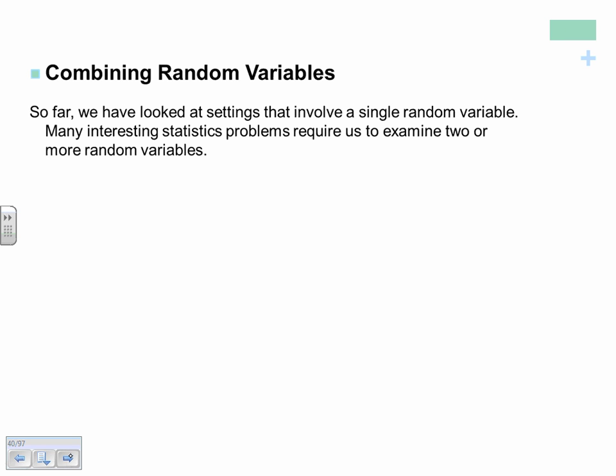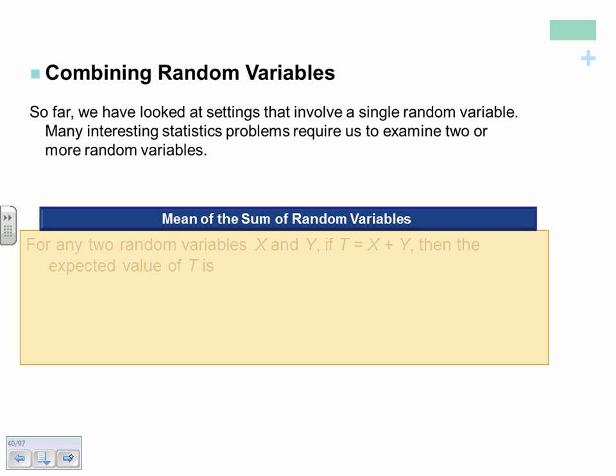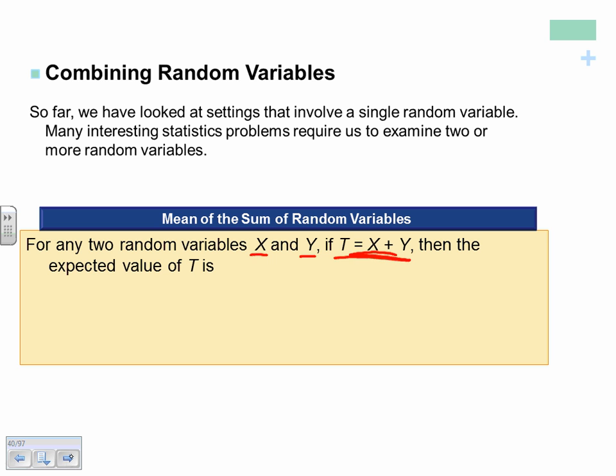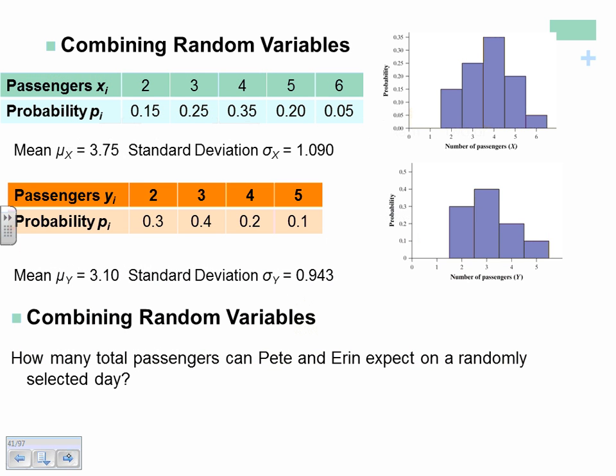Now we're going to take two different transformations. We're going to combine the random variables together. So we're going to take two different events and combine them together. If I have two random variables, x and y, and I combine them together by adding and call that guy t, then I can just add the expected values together. So in general, you can just say the new mean is the mean of one plus the mean of the other. Okay, great.